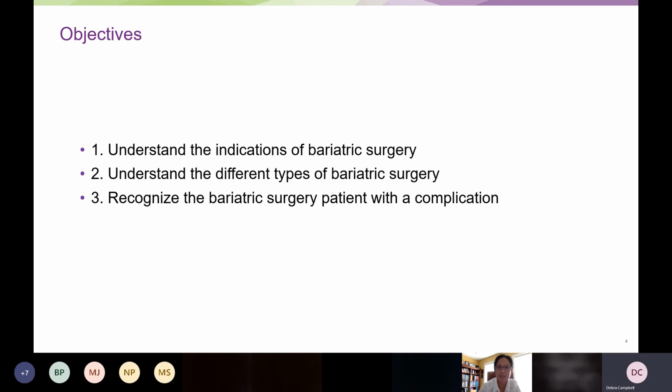Thank you very much for that introduction, and thank you for inviting me to speak. Today we're going to talk about bariatric surgery, which is a subject that I'm very passionate about. Our goals for today are to understand the indications of bariatric surgery, understand the different types of bariatric surgery that are out there, as well as recognize when a bariatric surgery patient has a complication and needs attention. Next slide.